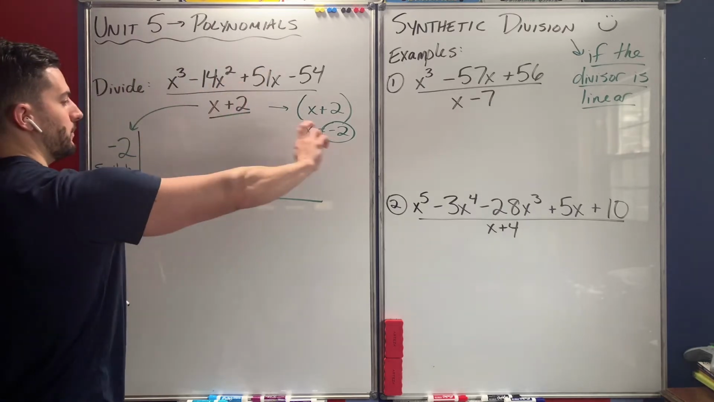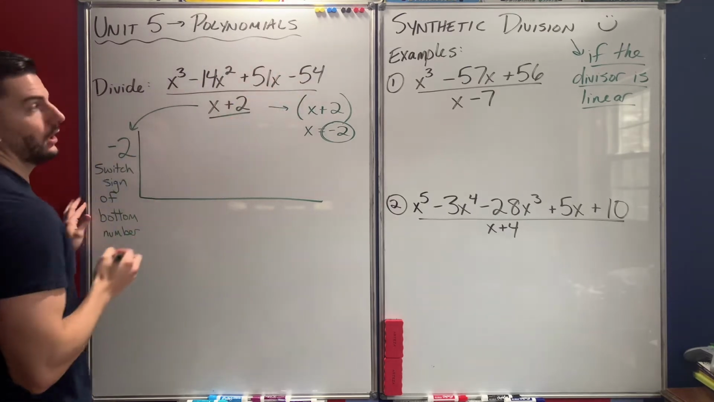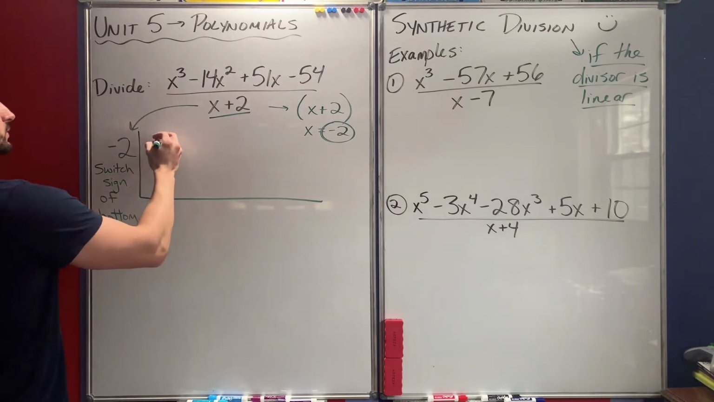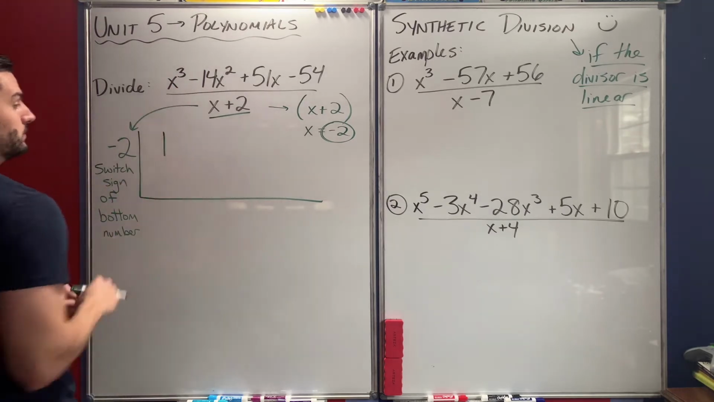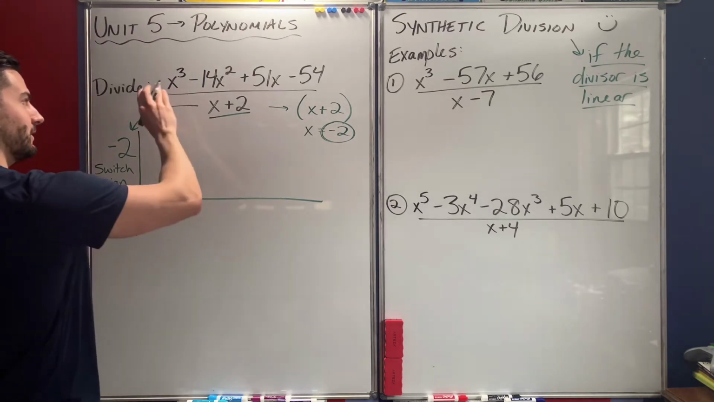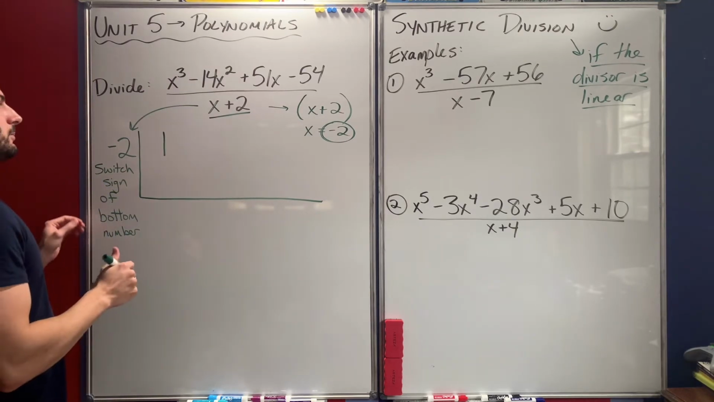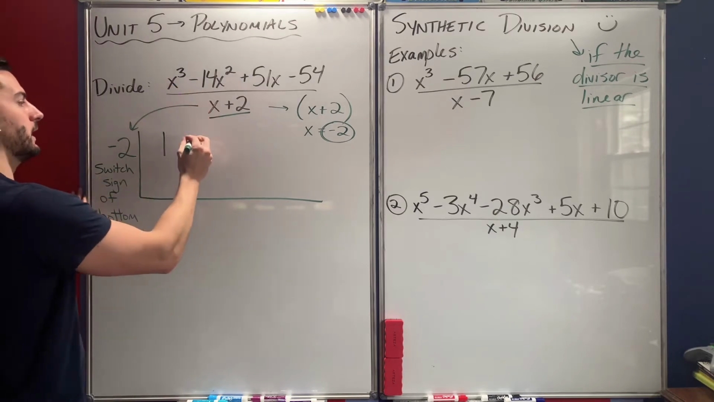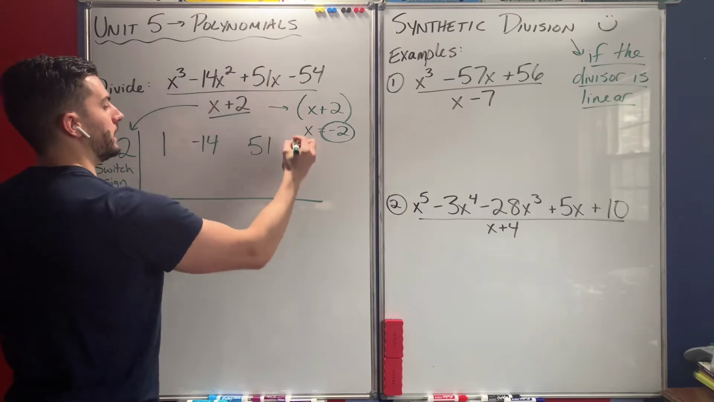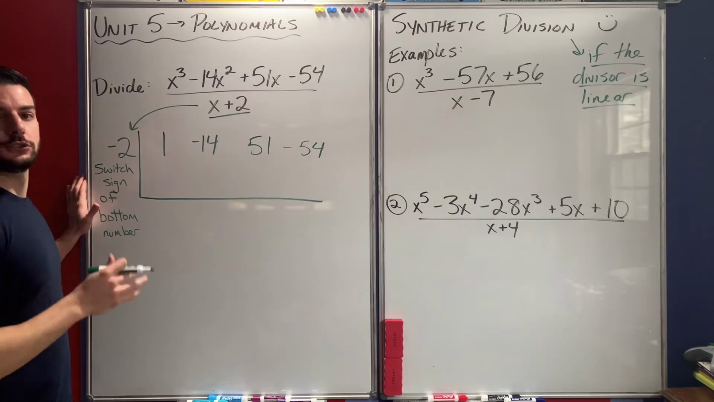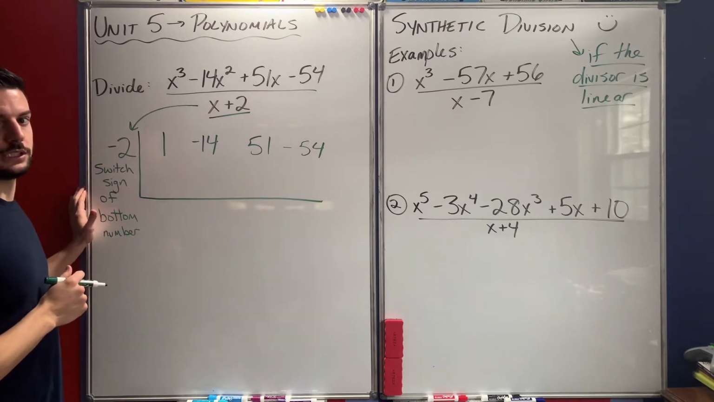And then what I do in the box here is write all my coefficients of all the terms along the top. So we would start with 1, because that's 1x cubed. And I don't write the x, I just write the numbers. That's what's nice, is that with this, we're just dealing with numbers, not necessarily dealing with variables as much. So I have 1, negative 14, 51, and negative 54. So I have these 4 separate numbers in this box, and this negative 2 is here.